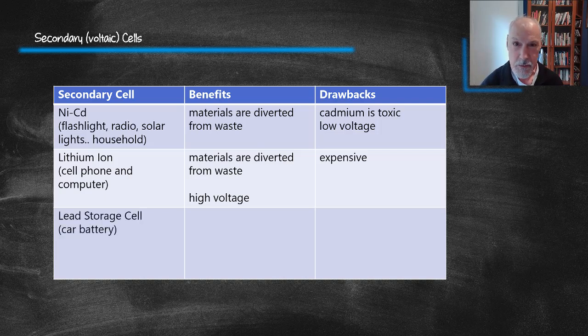And finally, the lead storage battery, which has been around for a long time. The lead storage battery also, because it can be used over and over, diverts materials from waste, but it's capable of delivering a high amount of power, especially current, by arranging them in series. Hence, you find them in a car battery, but they are rather heavy.